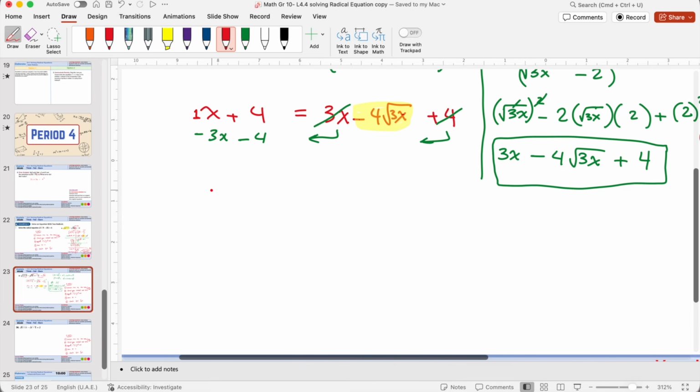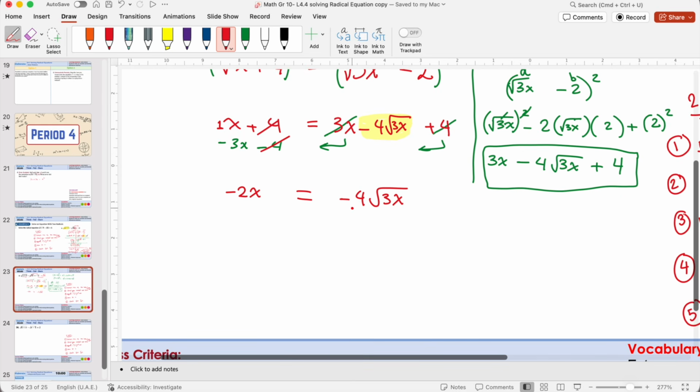1x minus 3x, that's negative 2x. And these together are 0. Equals negative 4 root of 3x. Previously, I divided by 4 here.